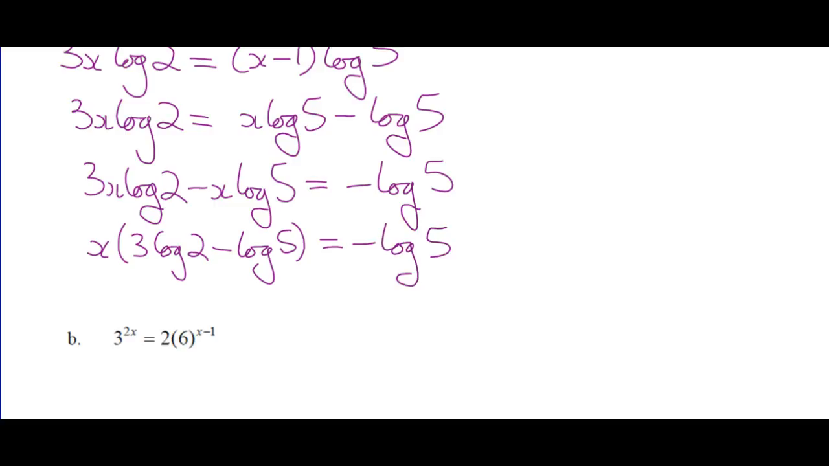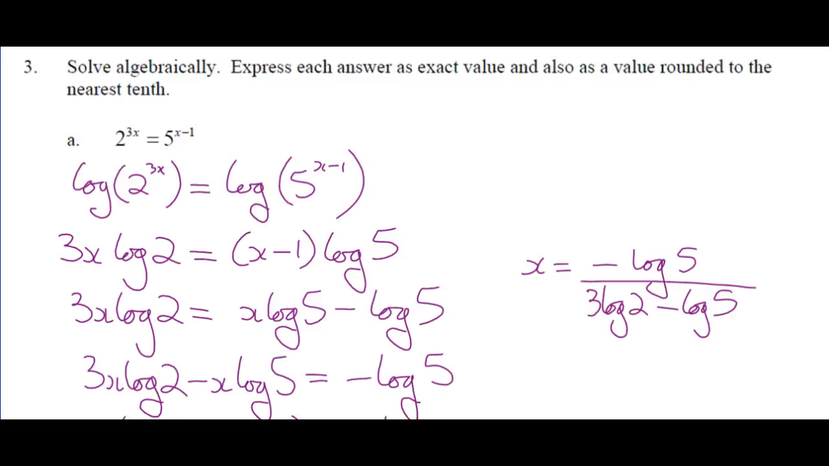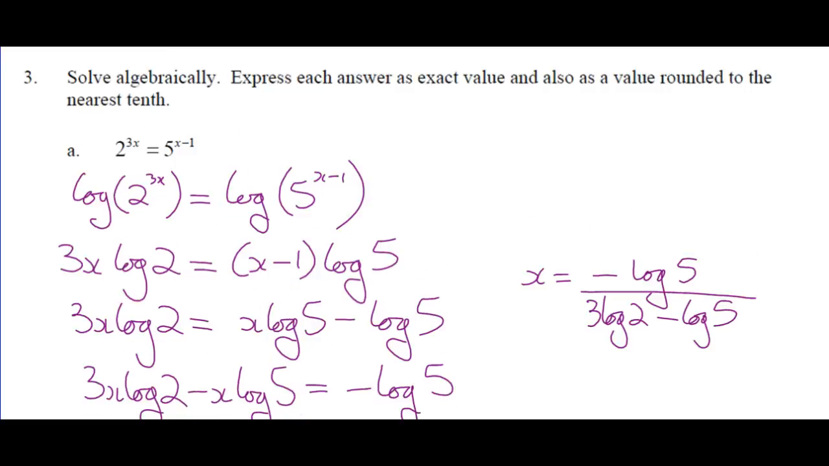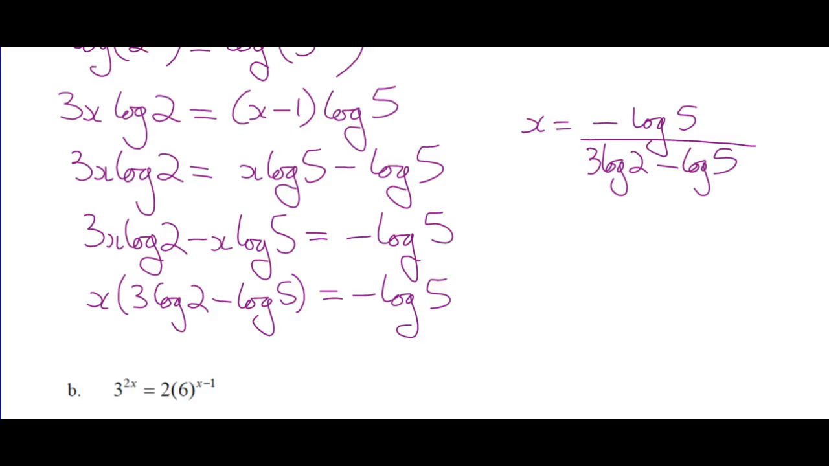Okay, so the idea is to isolate the x, and then divide both sides by what's multiplying the x. So x is negative log 5 over 3 log 2 minus log 5. Now, this could be written as log 8, right? If you see 3 log 2, just think, it could be the log of 2 cubed, it could be log 8. But the idea here, I think, is to actually evaluate this, like just work it out on the calculator, right? It says express each answer as an exact value and also as a value rounded to the nearest 10th. Okay, so here's your chance.